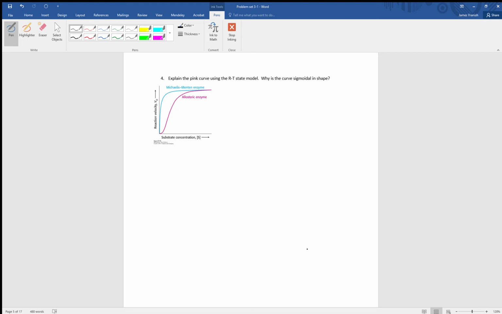Question number 4 asks you to explain the pink curve in the graph below using the RT state model. Why is the curve sigmoidal in shape? Well, what we're looking at here is how fast our enzyme is going as we increase substrate concentration.